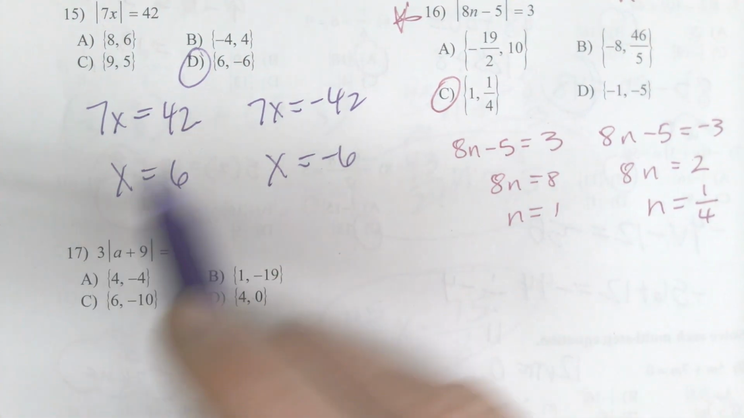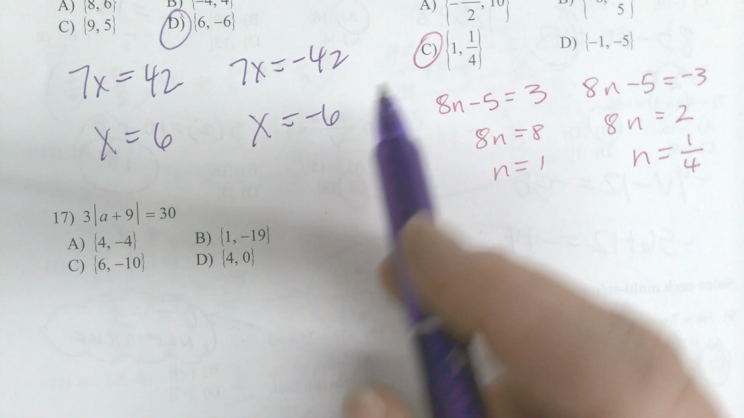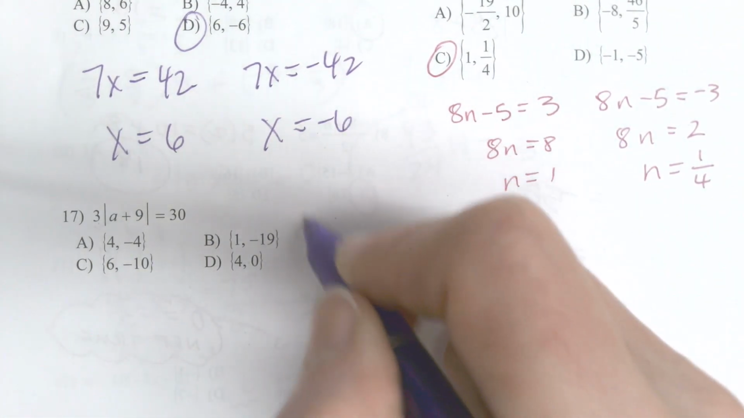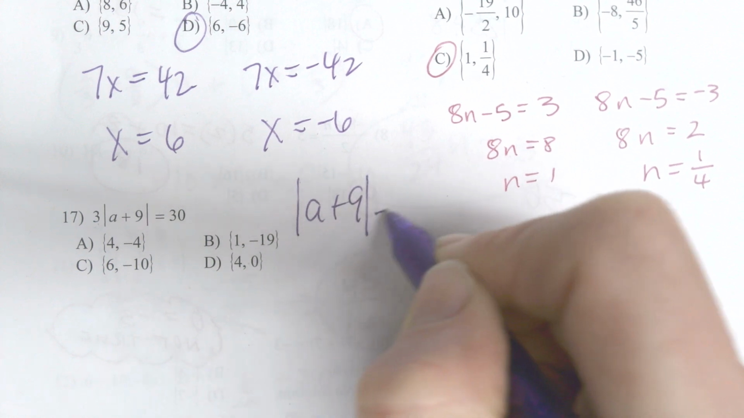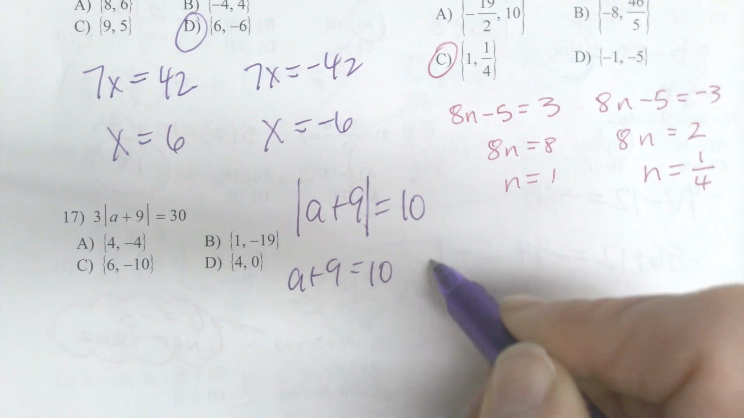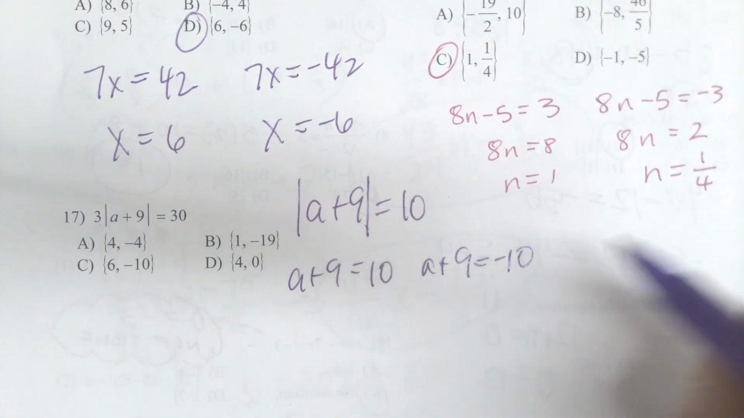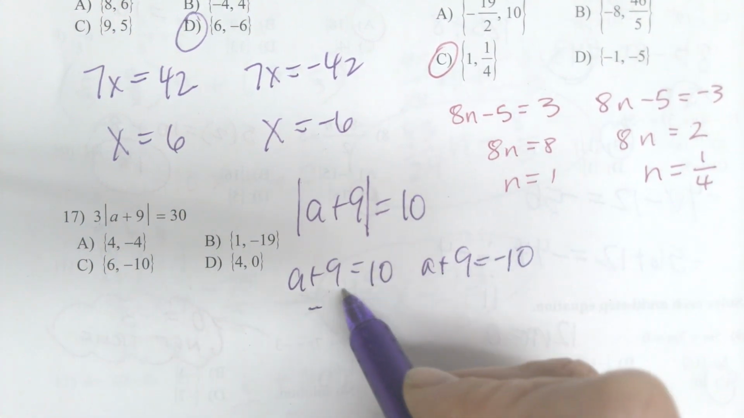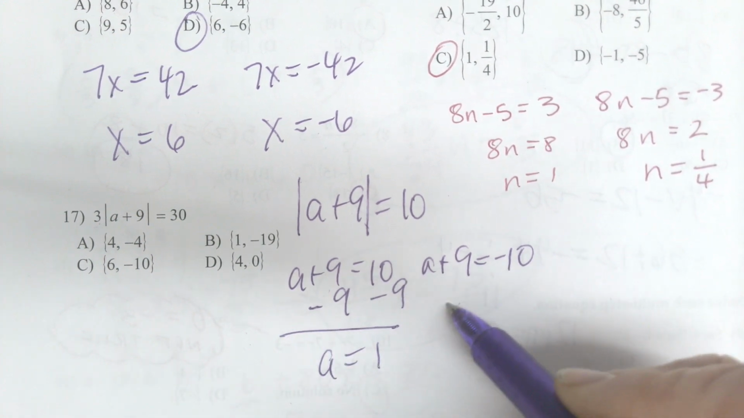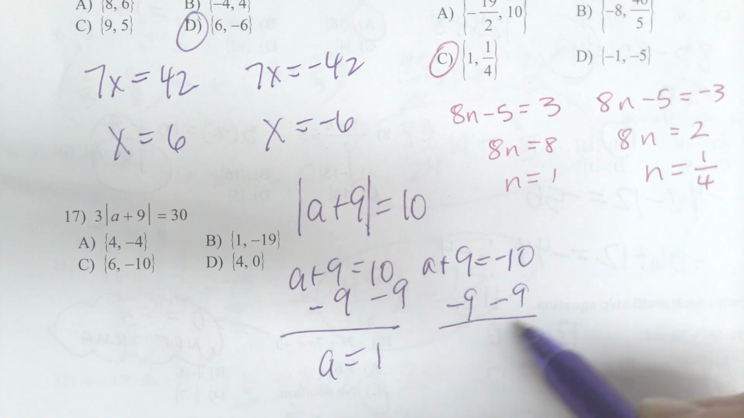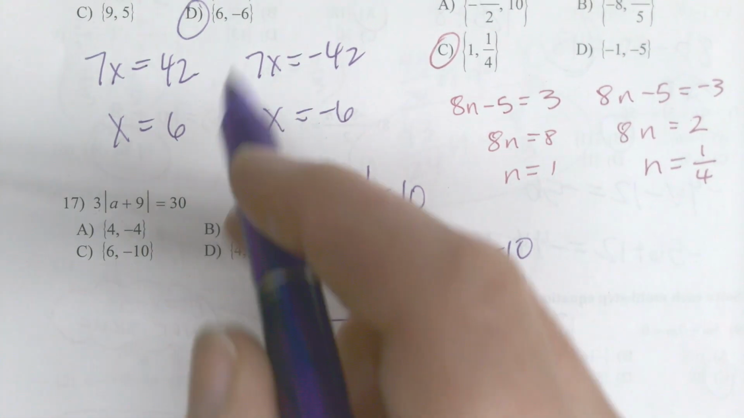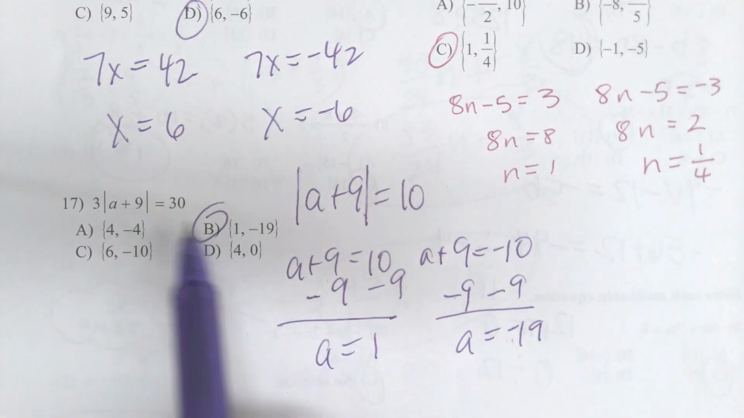So in this, sometimes when I have extra steps, I have to make sure I get rid of everything around there. I'm going to divide that 3 out. I get absolute a plus 9 equals 10. So that means a plus 9 could be positive 10, a plus 9 could be negative 10. So I'll solve just like I normally do, 1 and negative 19.